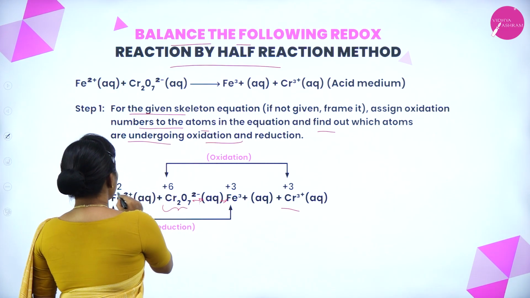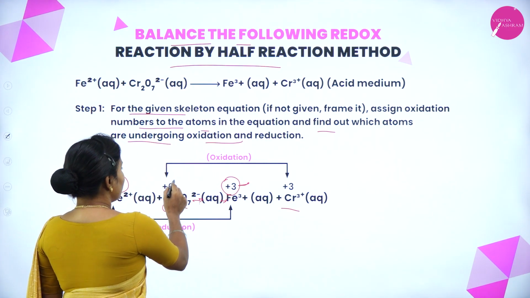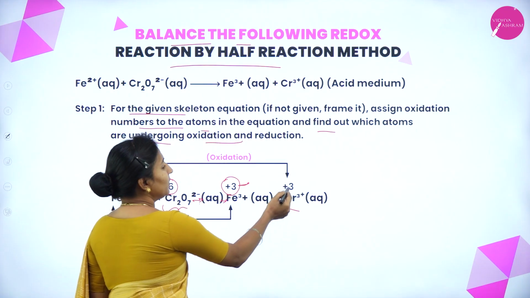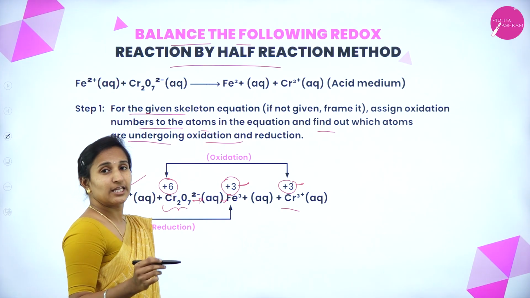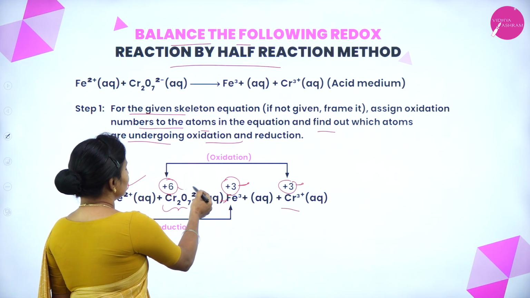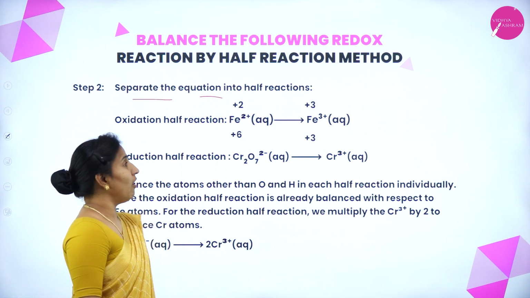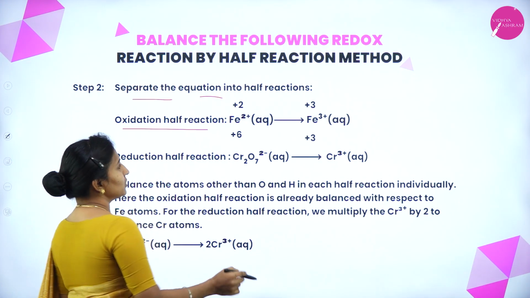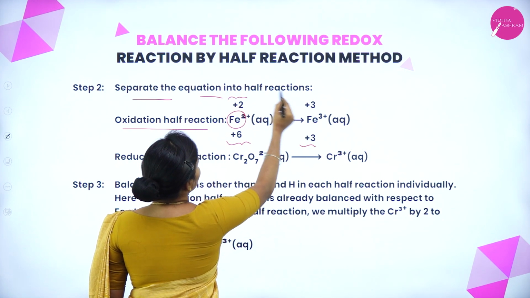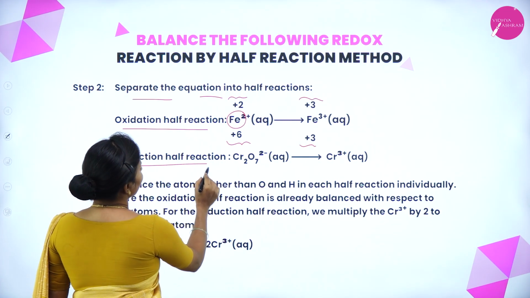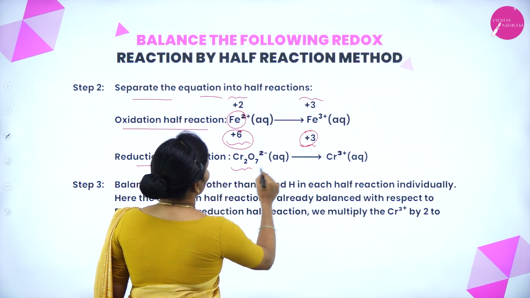Why? Because the +2 oxidation state is converted into the +3 oxidation state, and the +6 oxidation state of chromium is converted into the +3 oxidation state. Here loss of electron takes place in the case of iron and gain of electron takes place in the case of chromium. In step 2, separate the equation into half reactions. The oxidation half reaction is Fe2+ going from +2 to +3, and the reduction half reaction is chromium going from +6 to +3.